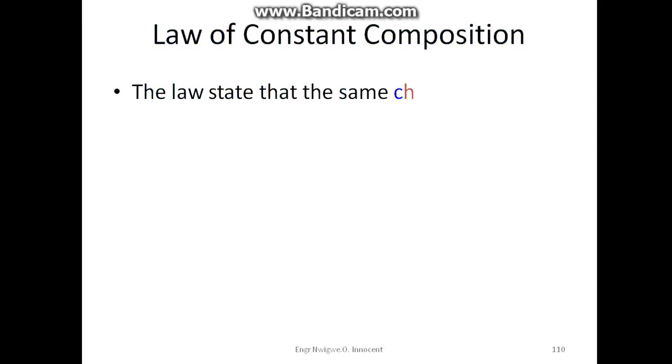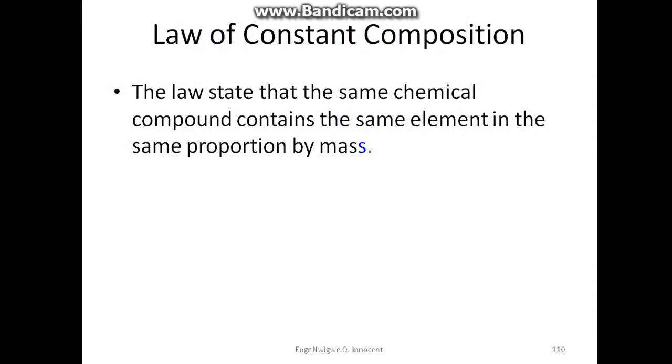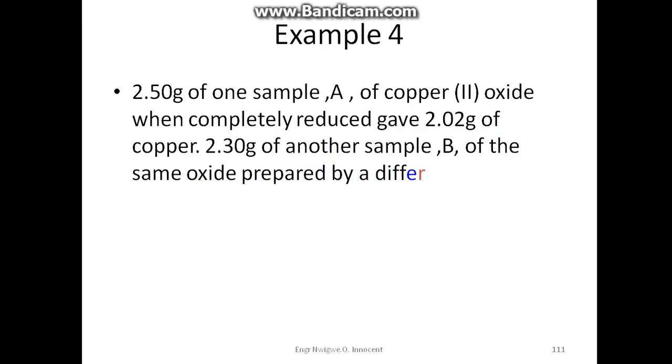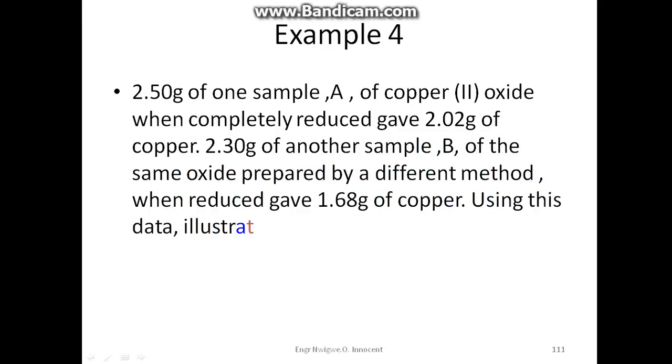Law of constant composition. The law states that the same chemical compound contains the same elements in the same proportion by mass. For example, 2.5 grams of one sample A of copper(II) oxide, when completely reduced, gave 2.02 grams of copper. 2.30 grams of another sample B of the same oxide prepared by a different method, when reduced, gave 1.68 grams of copper. Using this data, illustrate the law of constant composition.